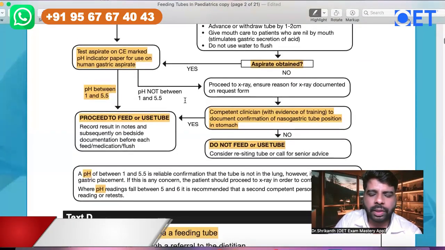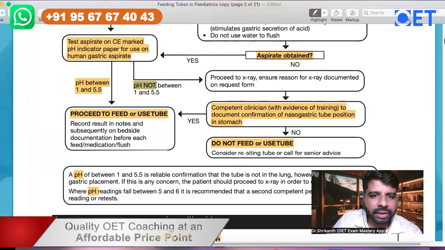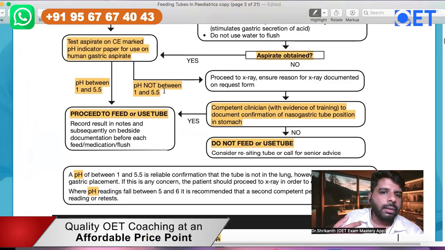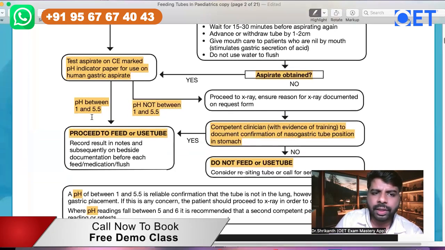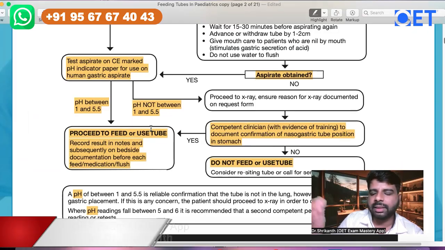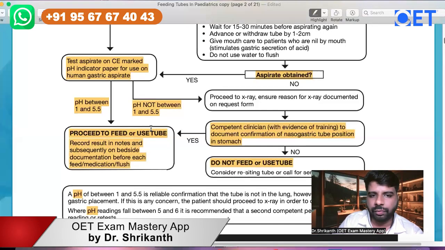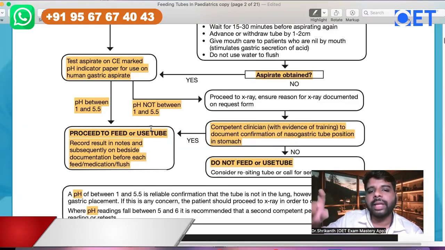Now see, this is a flow chart. Again, you're all medical professionals, I should not have the need to explain what a flow chart is. You must be familiar with this by now. So if the pH is between 1 and 5.5, then it is safe for us to use the feeding tube. But if the pH is not between 1 and 5.5, that is, it is less than 1 or more than 5.5, more than 5.5 means it is exceeding 5.5. So that is the question. If the pH is exceeding 5.5, then where should you take the patient?